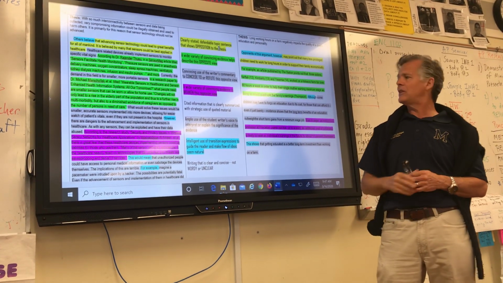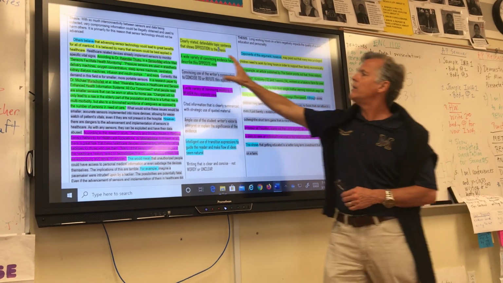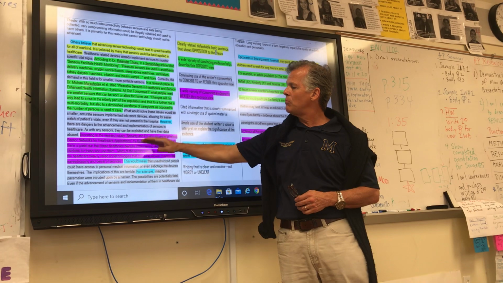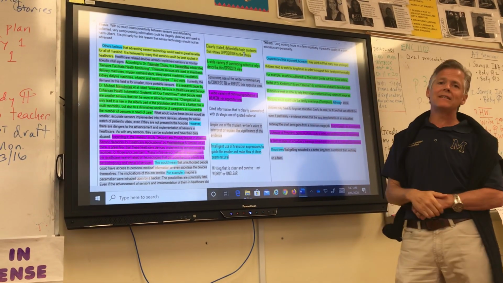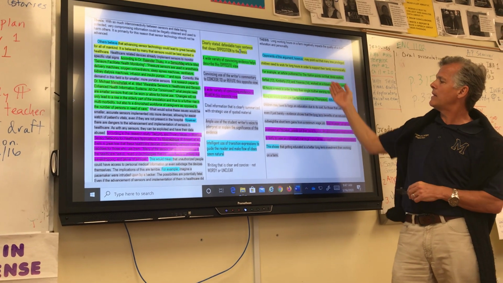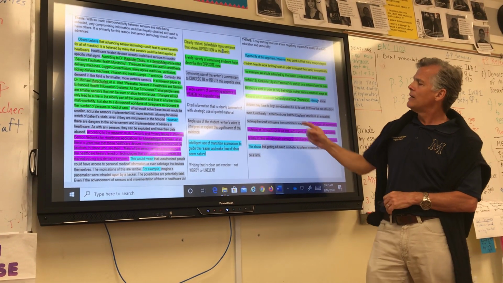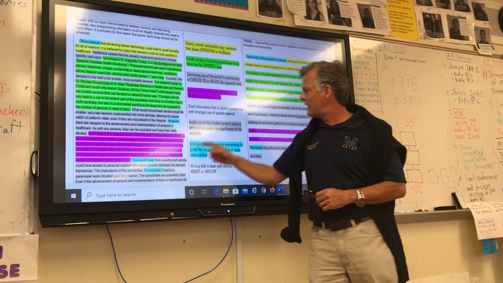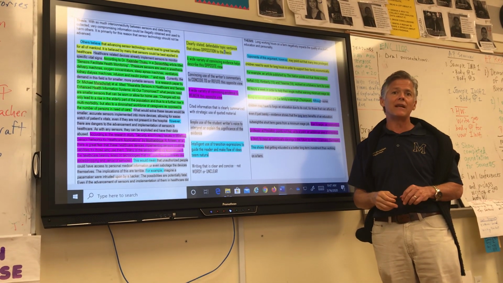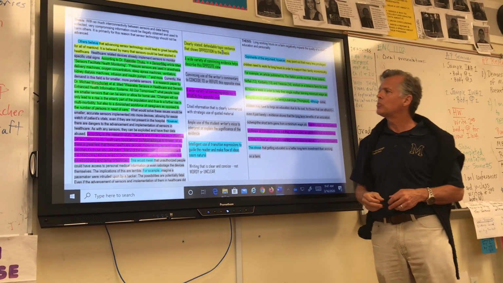Then the writer needs to start weakening the argument of your opponent, and that's where we see some more textual evidence. That textual evidence is going to support your claim and try to weaken the claim of your opponent. Please note that in the areas I've highlighted in gray, this is where I should hear your voice, your writer's voice. I don't just want to hear textual evidence.